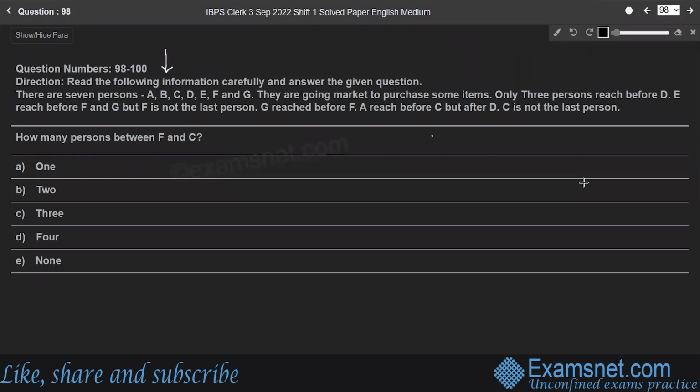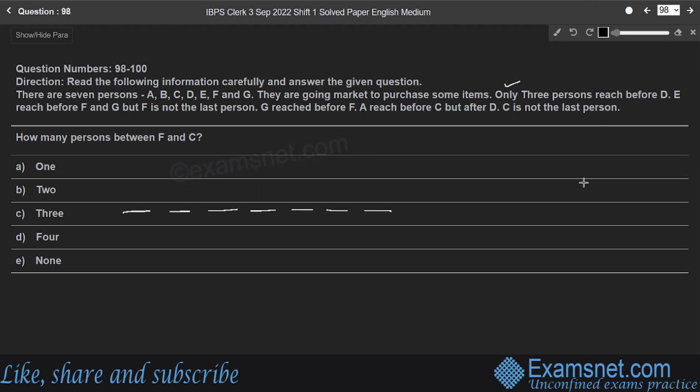Students, questions from 98 to 100 are based on the below information. Read the following information carefully and answer the given question. There are 7 persons A, B, C, D, E, F and G. They are going to market to purchase some items. Only 3 persons reach before D. E reaches before F and G, but F is not the last person. G reached before F. A reaches before C, but after D. C is not the last person. Then how many persons are between F and C? So here there are 7 persons going to market: 1, 2, 3, 4, 5, 6 and 7. So consider the points.